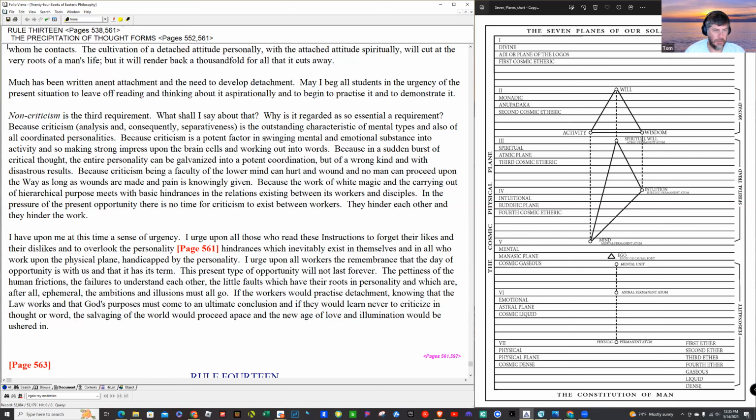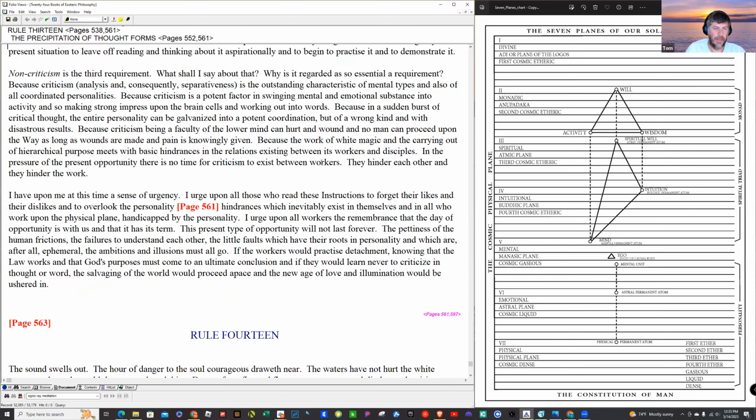Non-criticism is the third requirement. What shall I say about that? Why is it regarded as so essential a requirement? Because criticism, analysis, and consequently separativeness is the outstanding characteristic of mental types and also of all coordinated personalities. Because criticism is a potent factor in swinging mental and emotional substance into activity and so making strong impress upon the brain cells and working out into words.